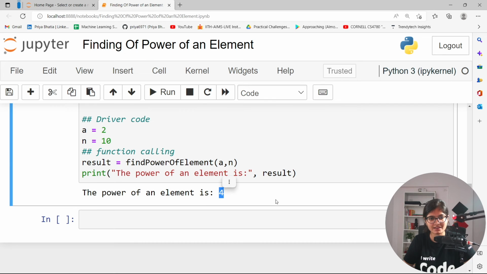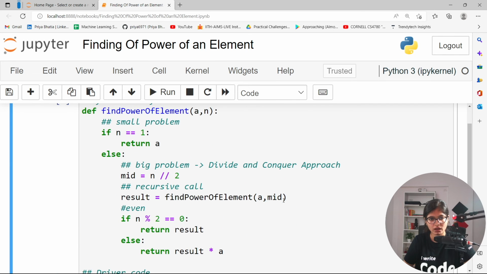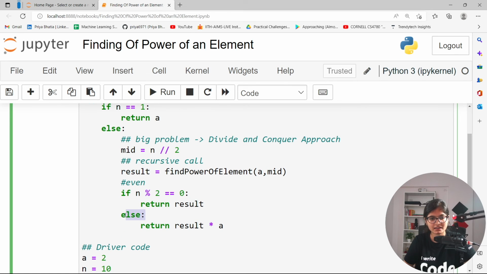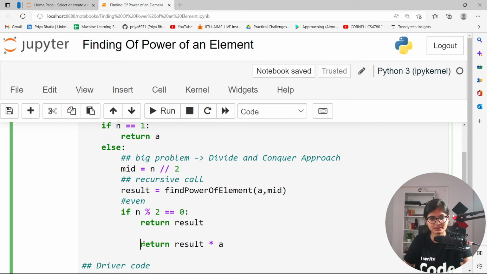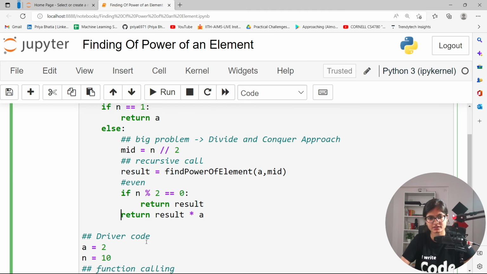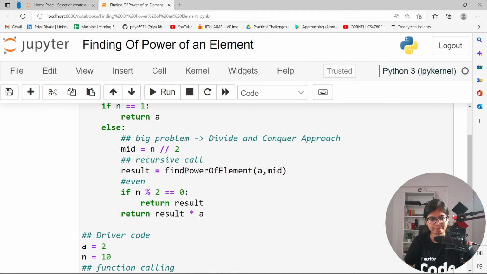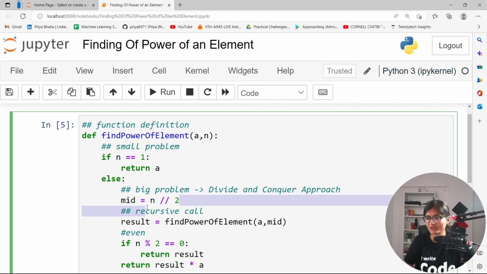So it is giving me the answer as 4. Why is that so? So return result. Otherwise, return the value of result into a. So mid is equal to n by 2. We did that, so here if you observe, I just forgot something. Here it is giving me only the left side answer. But if you remember, we have discussed in our talk.